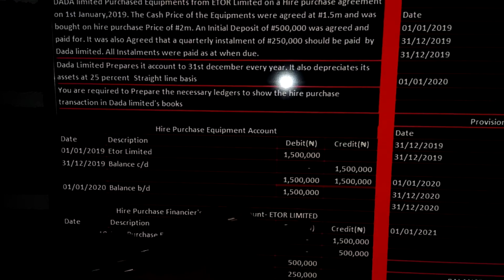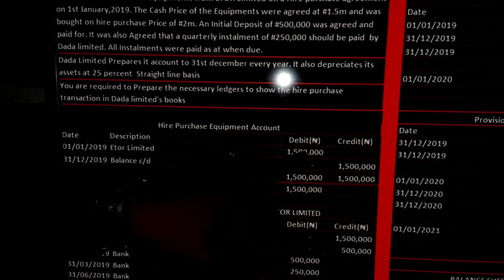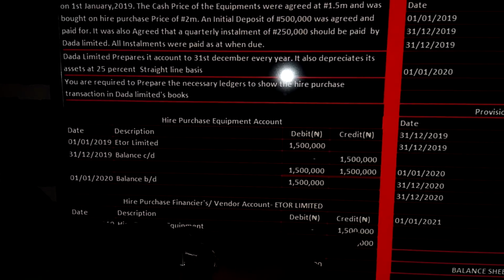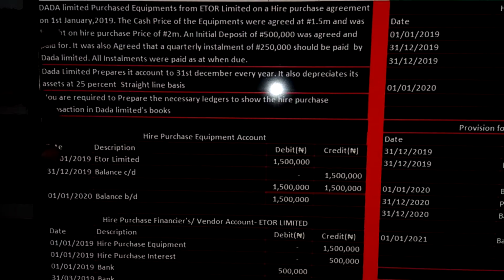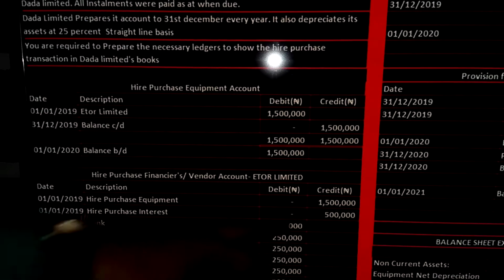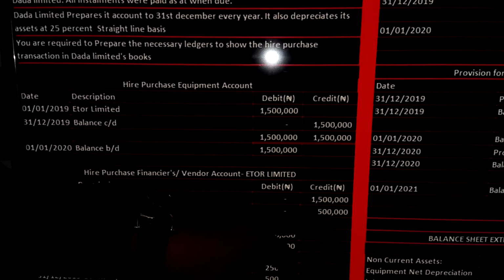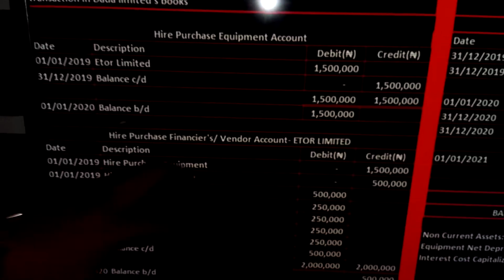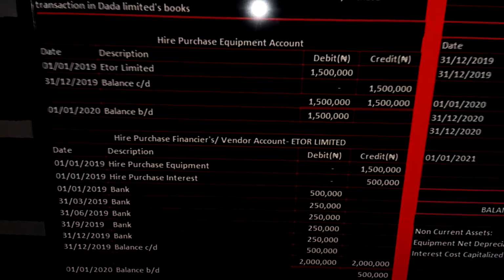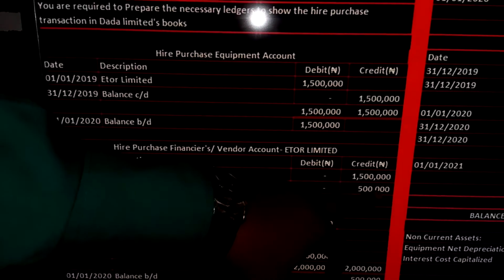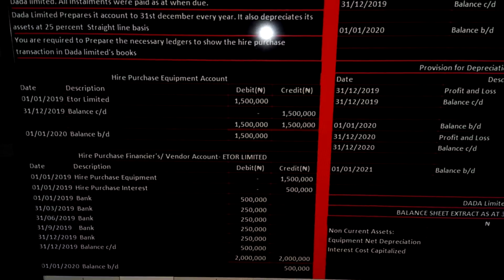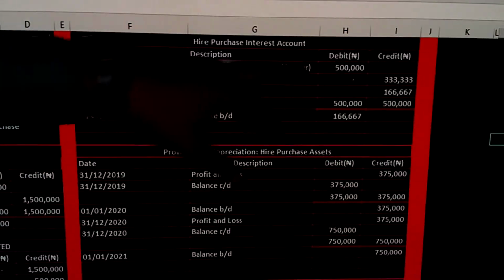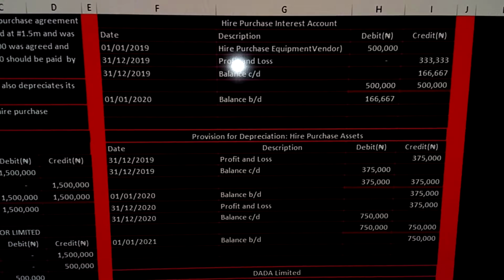So for the hire purchase financier or vendor, which is Etor Limited, you have debited hire purchase equipment, and you credit the vendor 1.5 million. Now there is what we call the hire purchase price, which is 2 million. If the cash price is 1.5 million and the hire purchase price is 2 million, that means there is a 500,000 interest. So you credit the financier with 500,000 and debit the interest. Look at it here: hire purchase interest, 1st of January 2019, 500,000. So you have the hire purchase interest account debited with 500,000, which is the interest on the hire purchase item.